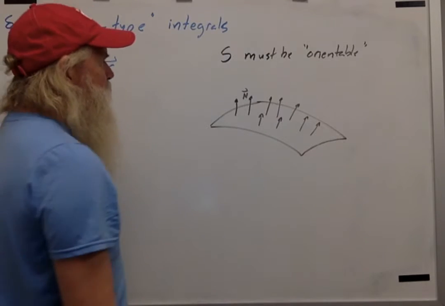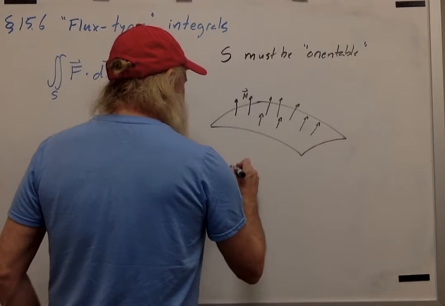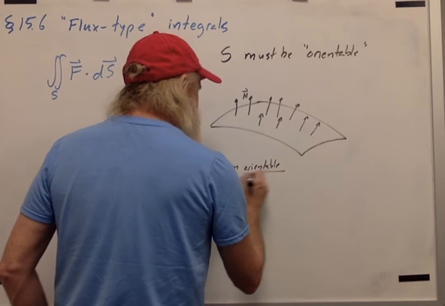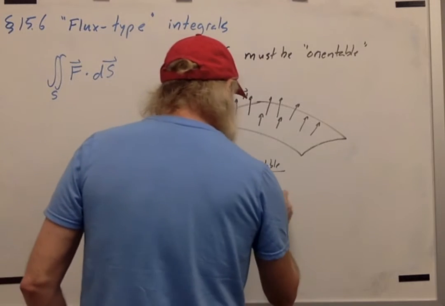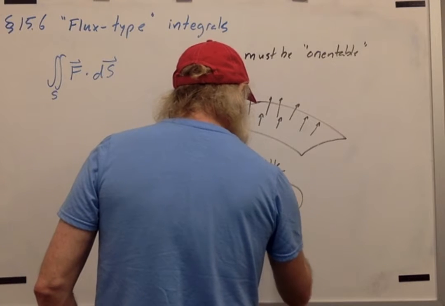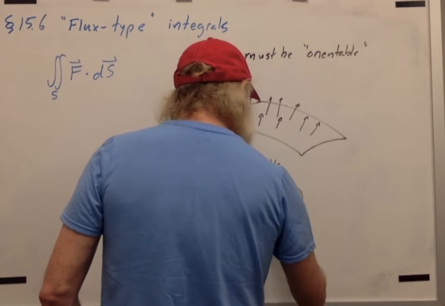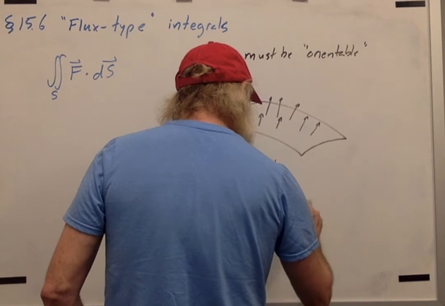Now, a famous example of a non-orientable surface is the Mobius strip. Wow, I used to be able to draw a Mobius strip. This one's not coming out that well at all.